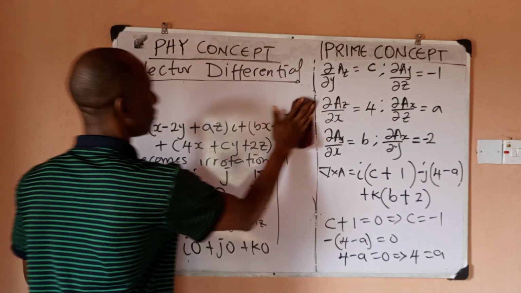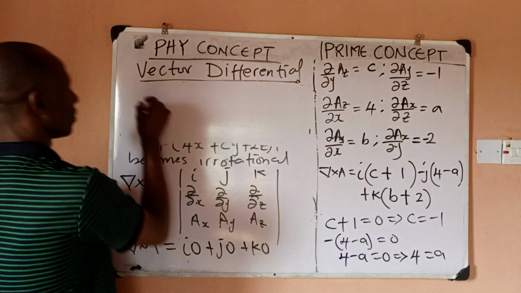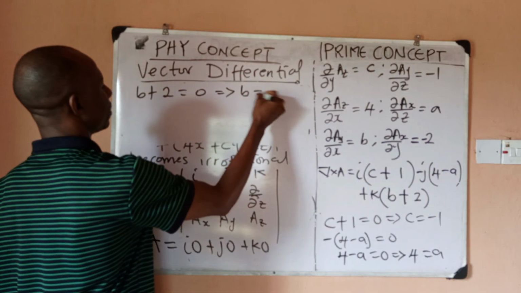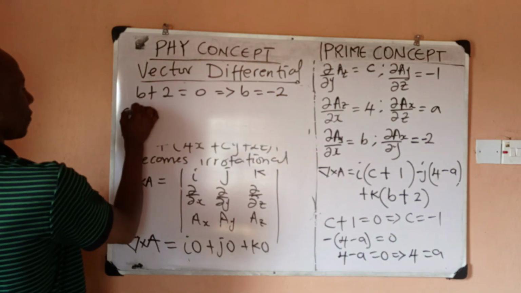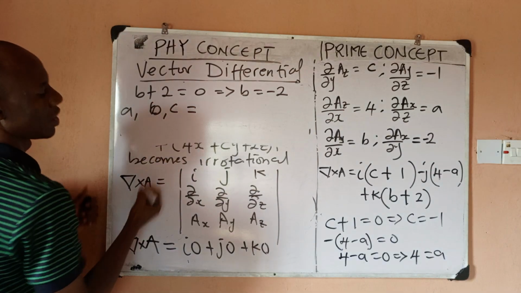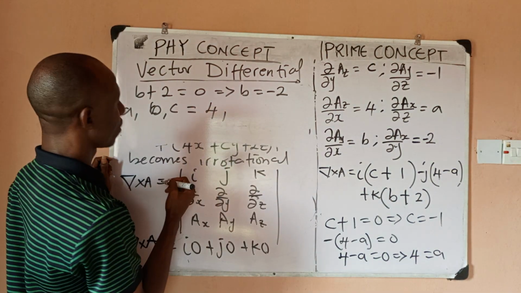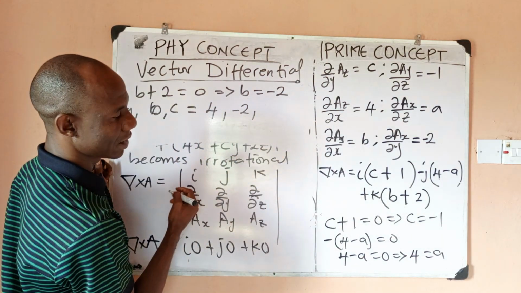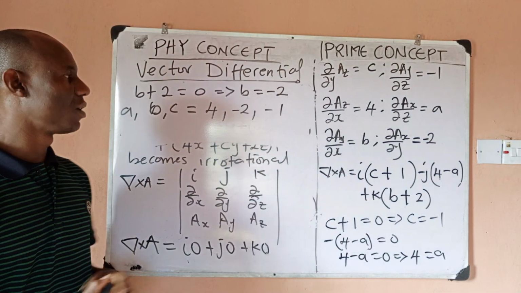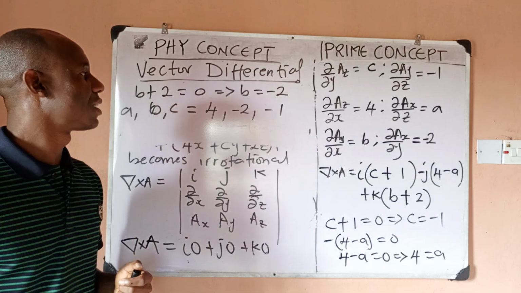Then finally for b, I would have this part equating it to 0. So I have b plus 2 equal to 0, which would imply that b equals minus 2. So my values of a, b, and c, respectively, would be 4, comma, minus 2, and what is my c? Minus 1. So these are the values of a, b, and c respectively. So I believe this is also very clear to you. Let's see if we can take one more question before we call it an end for this video.